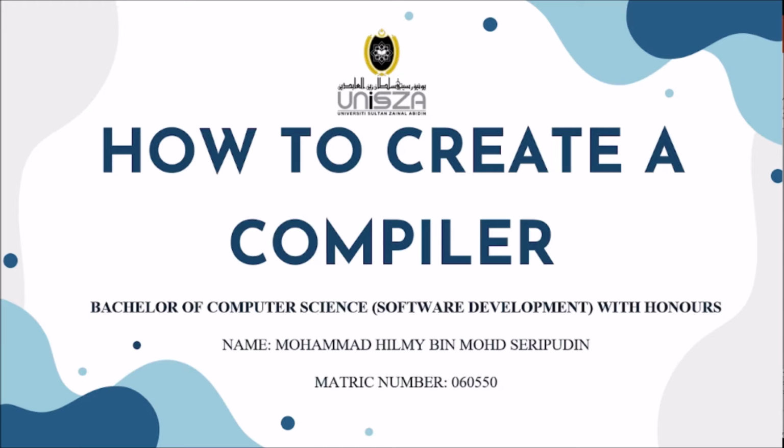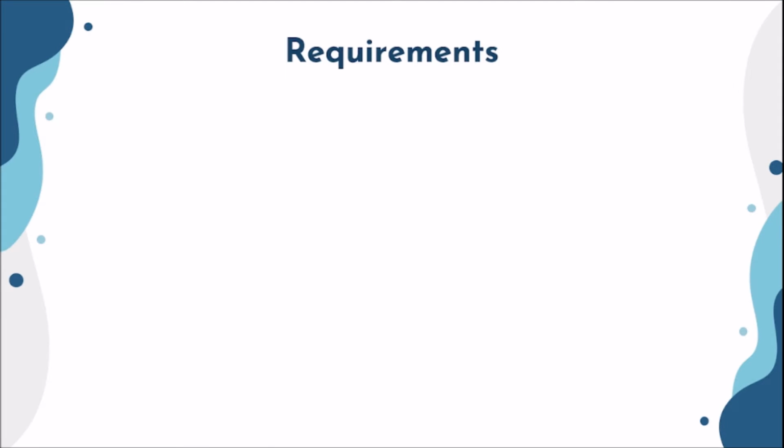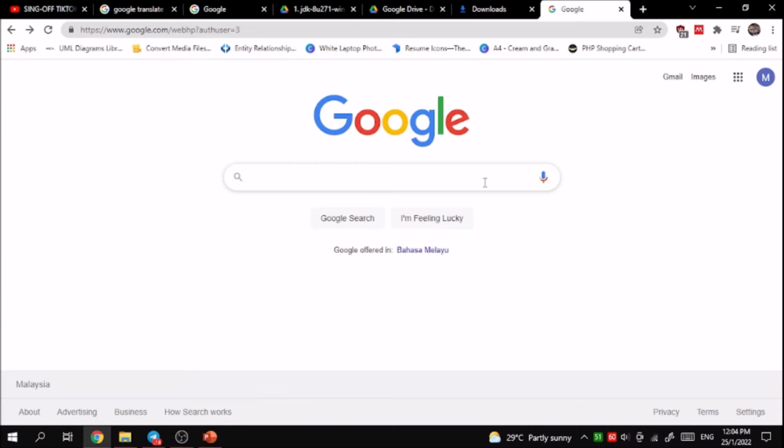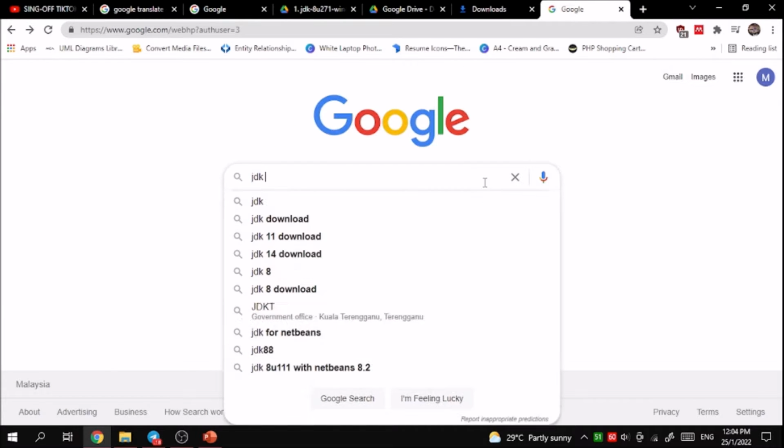And the title for this project presentation video is How to Create a Compiler, or what is the best way to create a compiler. Before we go to the creation of a compiler, to begin, there are a few things we must accomplish. One of them is JDK 8 must be installed. To download JDK version 8, visit the official website.